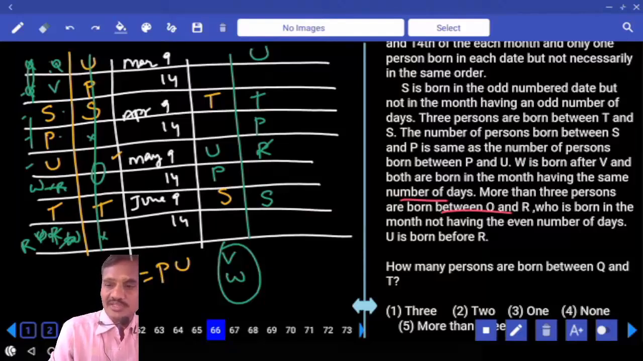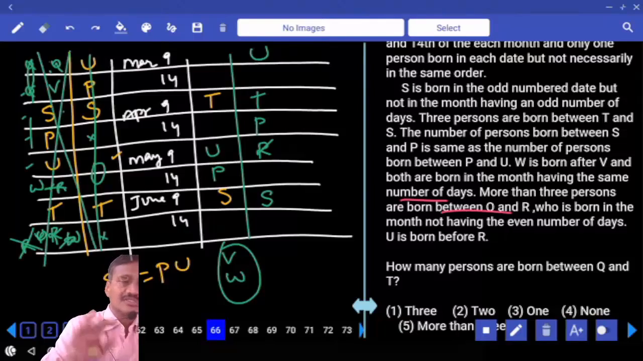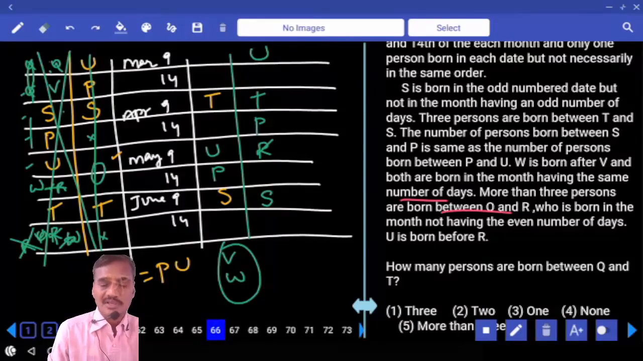R is born in a month not having an even number of days. R is not born in a month having an even number of days, hence this is ruled out. Hence this is the case where it is invalid. Then coming to the next one.